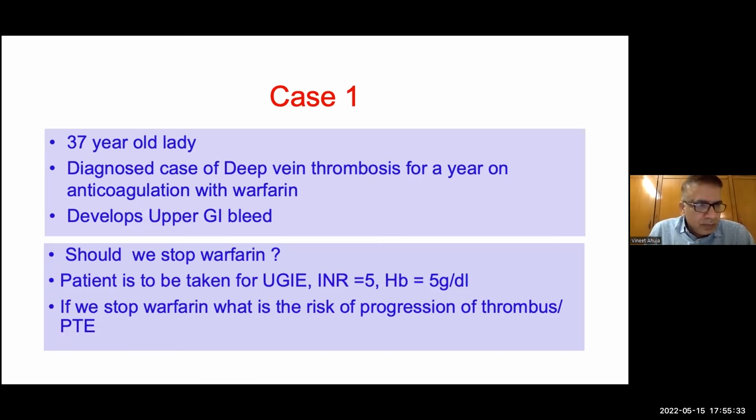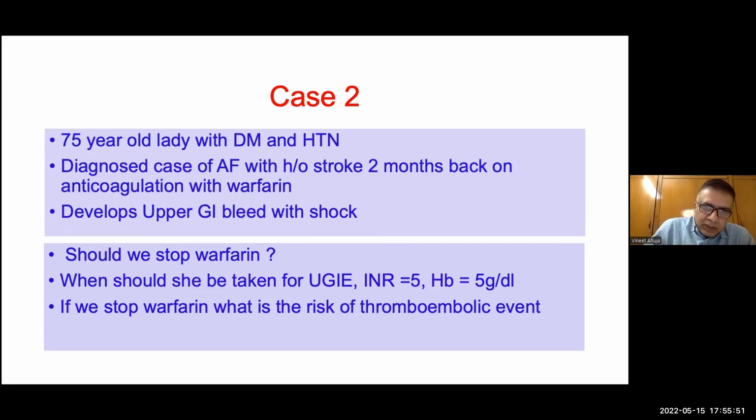Just a few slides on patients who come on anticoagulants. For example, a 37-year-old lady, diagnosed case of deep vein thrombosis for a year on anticoagulation warfarin, develops upper GI bleed. What are you going to do about warfarin? Are you going to stop it? INR is 5. Can the patient be taken up for upper GI endoscopy? If we stop warfarin, what is going to happen?